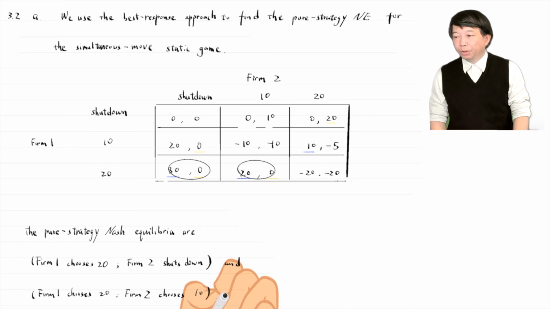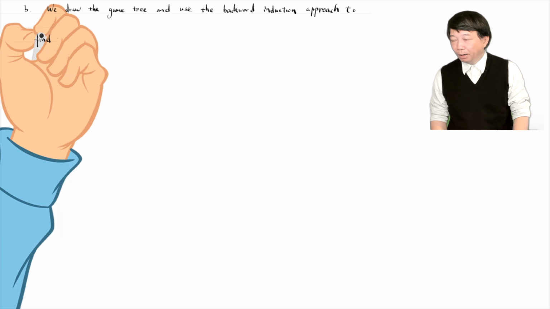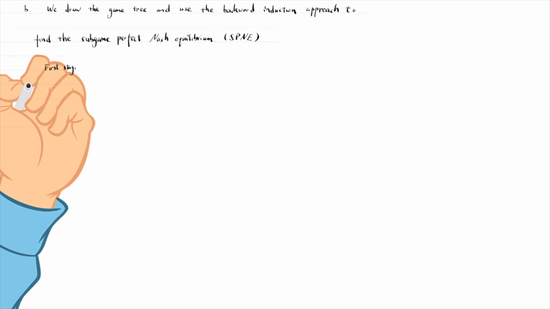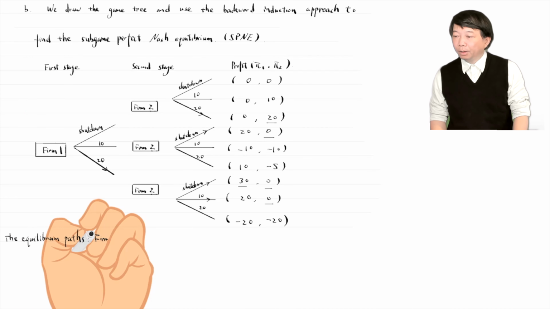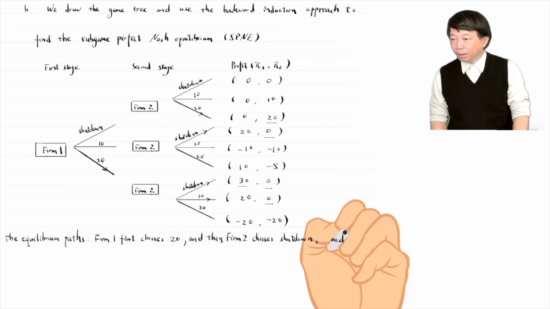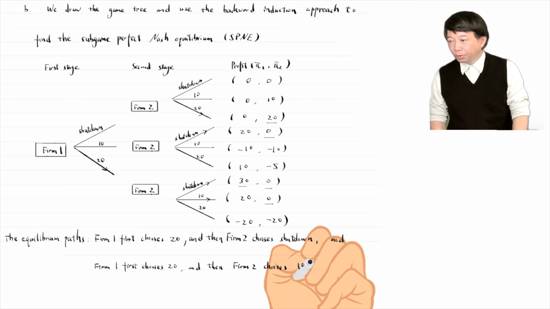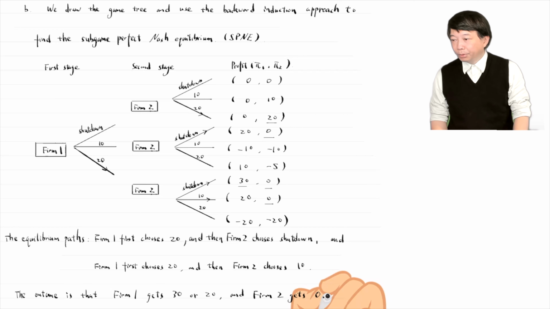In part B, we draw the game tree based on the payoffs in part A and use the backward induction approach to find the subgame perfect Nash equilibrium. The two equilibrium paths will be Firm 1 first chooses 20, and then Firm 2 chooses shutdown, and Firm 1 first chooses 20, and then Firm 2 chooses 10. The outcome of the game is that Firm 1 gets 30 or 20, and Firm 2 gets 0.